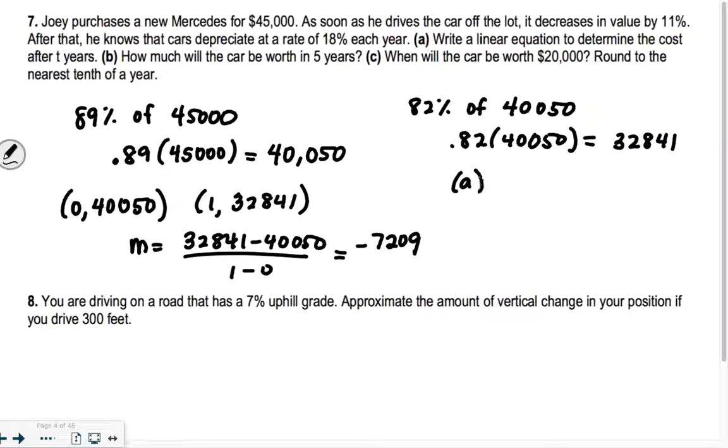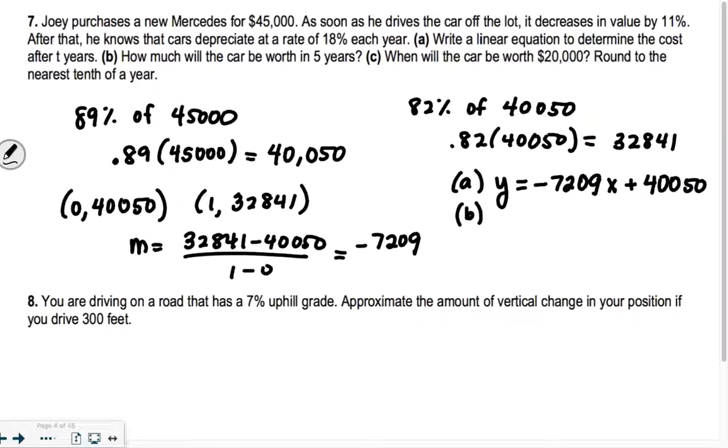So for part A, it says, what's our linear equation? So our linear equation is going to be that y is equal to, we have our m, negative 7,209, x plus, do we know what b is? 40,050. Close. It's not quite that 45,000 because we're saying he's driving it off a lot, and at time 0, it's really worth this, right? Kind of weird. It's like time 0.1 second later.